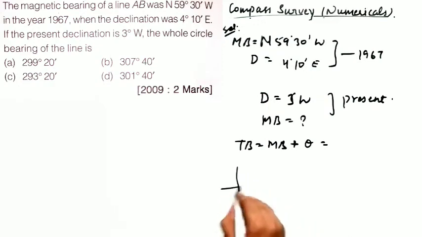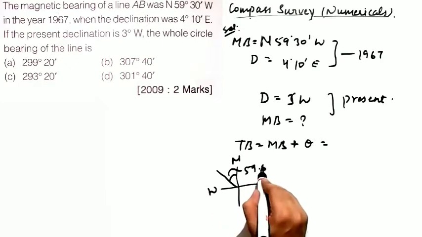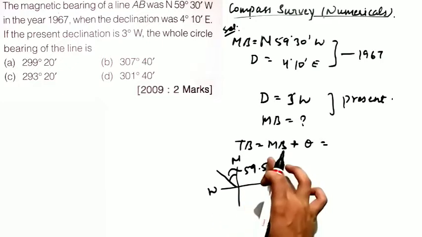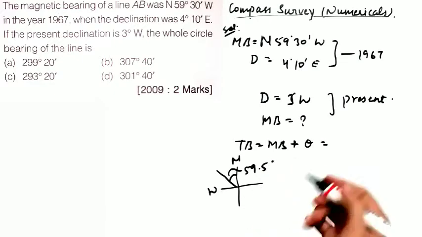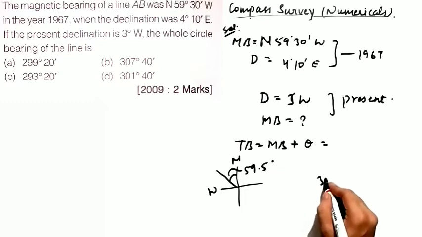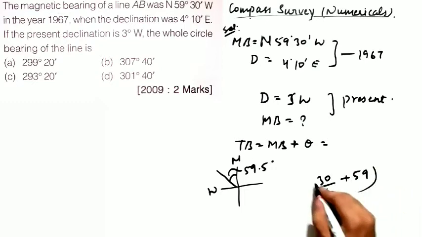How will you convert it? It is north and this is west. This angle is given as 59 degree 30 minutes, which is 59.5 degree. How to convert this into decimals? You just need to divide 30 by 60 and add it to 59. It will be in degrees.